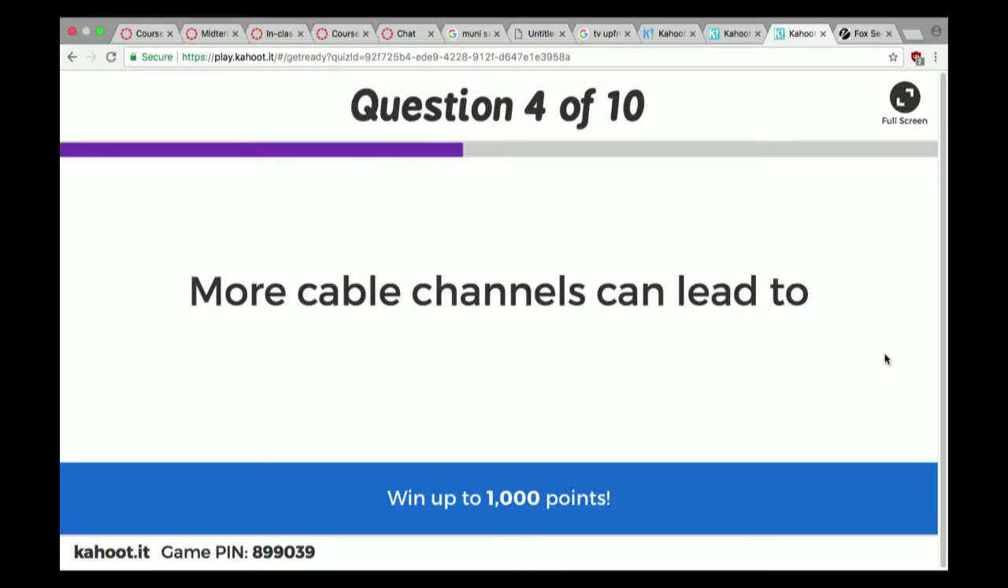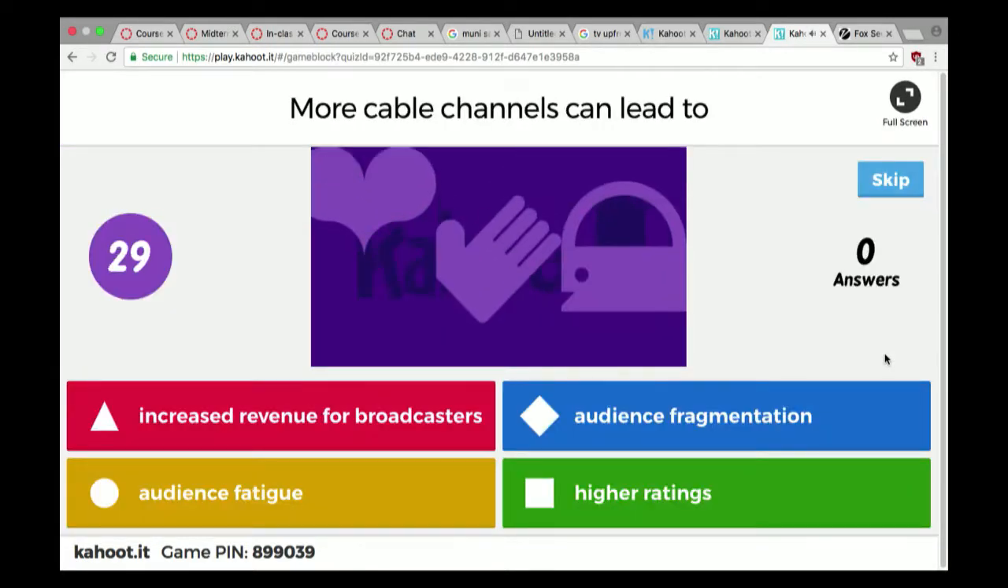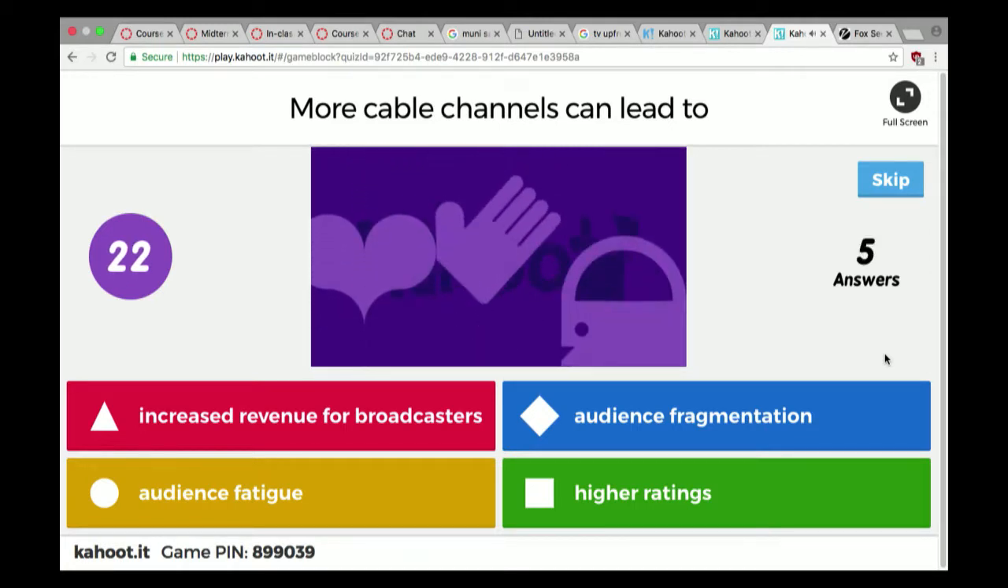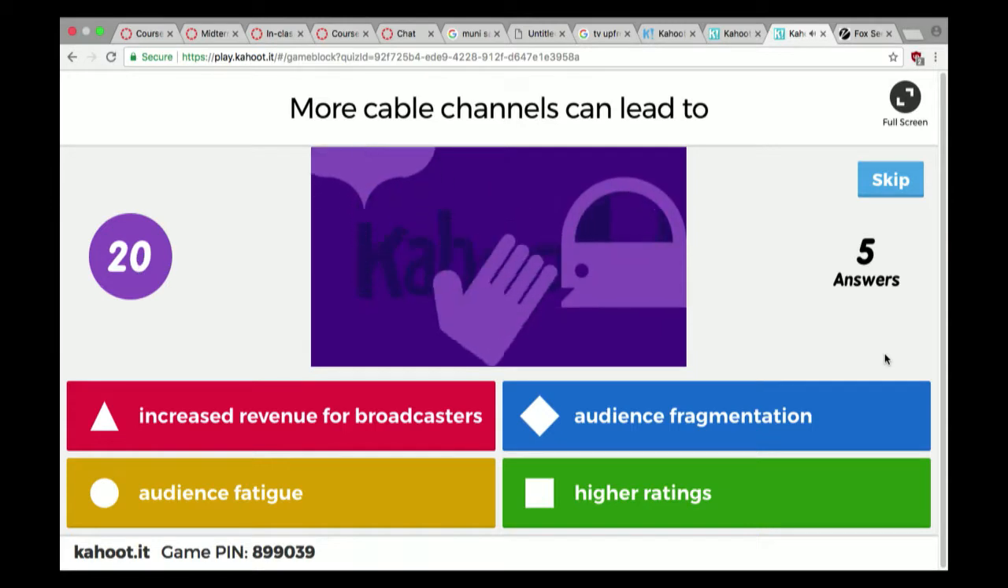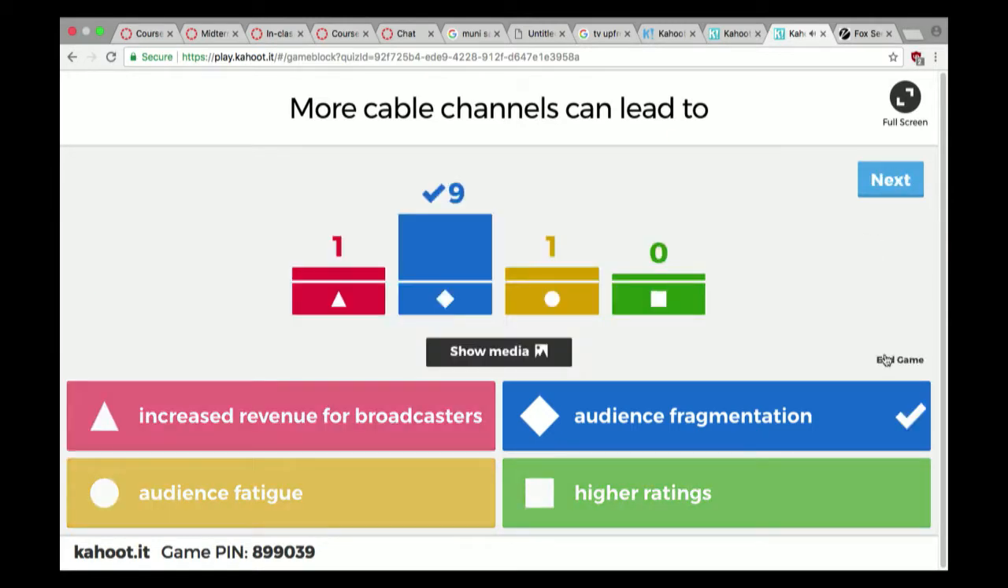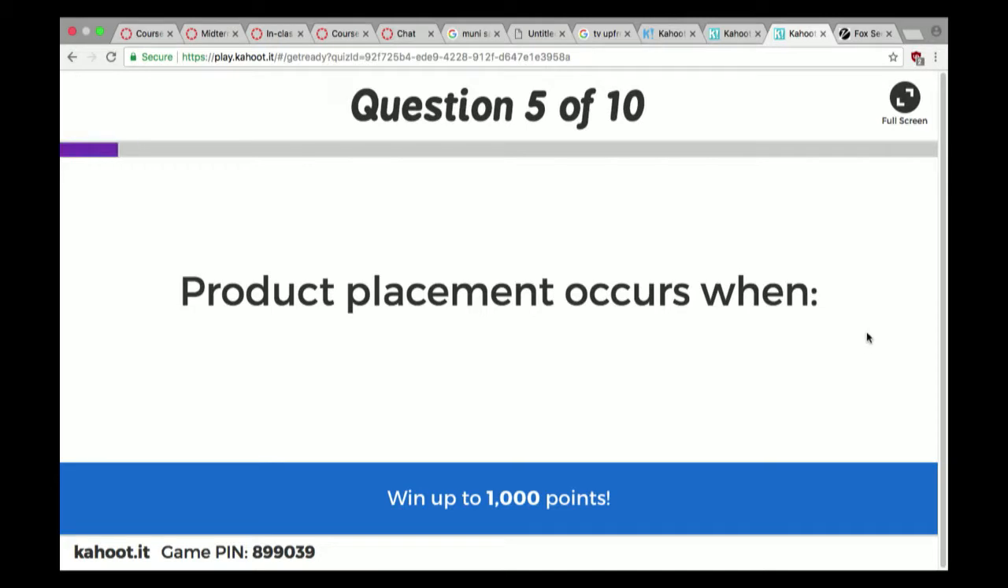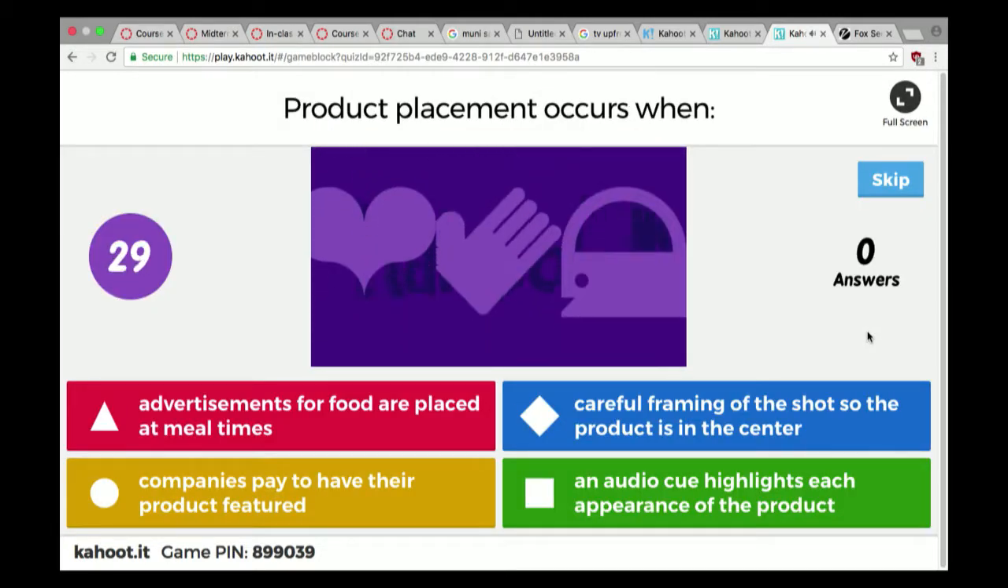More cable channels can lead to what? Increased revenue, audience fatigue, audience fragmentation, higher ratings. What does it do to the audience when you have more channels that they can watch? Uh-oh, misinformation again going on. Audience fragmentation is the correct answer. So the more channels you got, the smaller the audiences are and the more fragmented they are, the more they're interested in specific things.